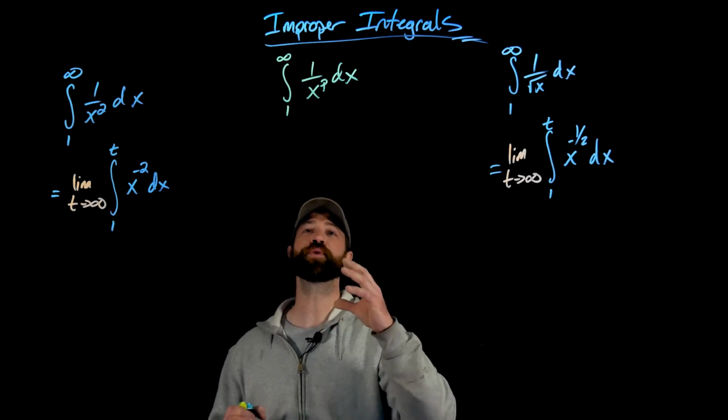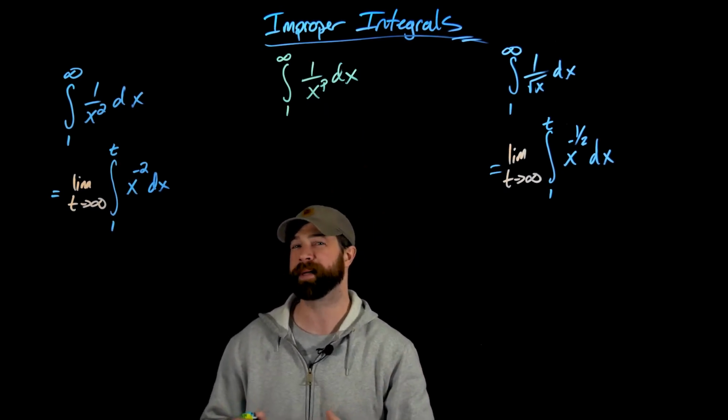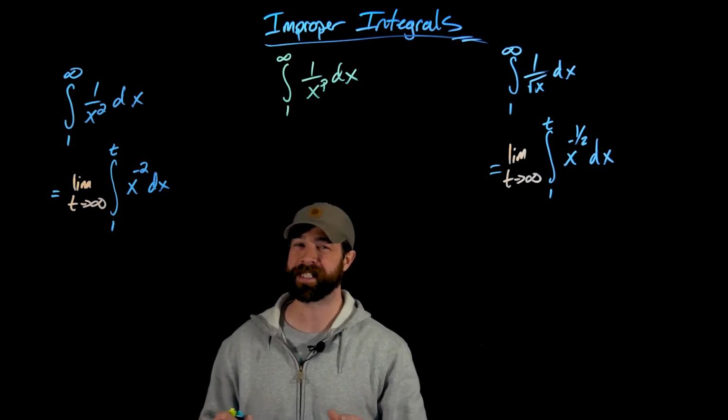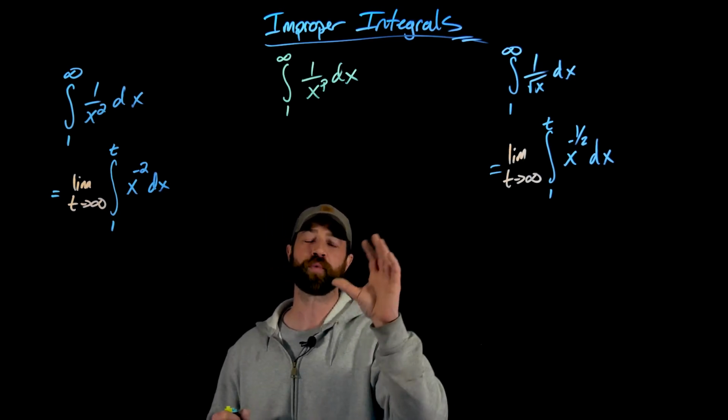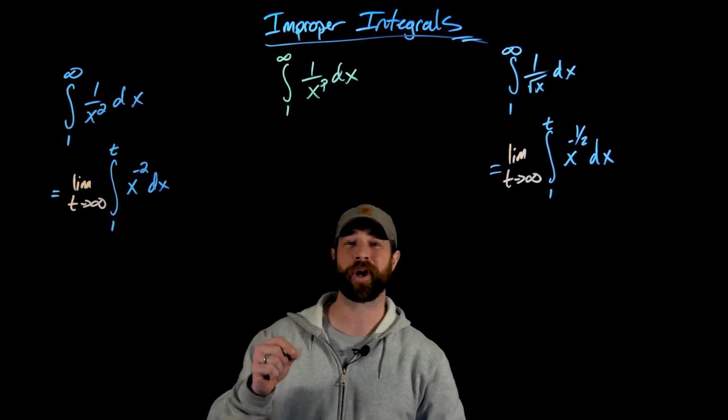To help us with this conversation of which functions diverge and which functions converge, what I want to do is look at these simple rational expressions of 1 over x to the p and see if we can make a general statement. This won't be a formal proof, but a really intuitive argument for really important properties of these types of functions, or these improper integrals.